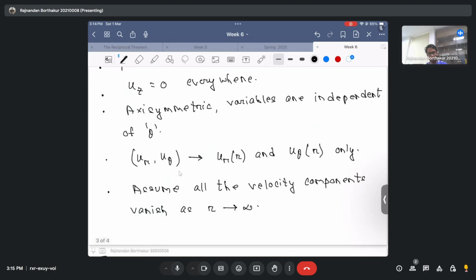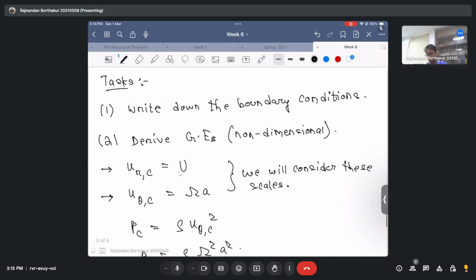All right. I hope this is clear. So having said that, the objectives of this exercise are as follows. The first task is to write down all the boundary conditions of the problem. This is similar to one of the assignment problems that you have. So we will start off with this. We'll write all the boundary conditions.